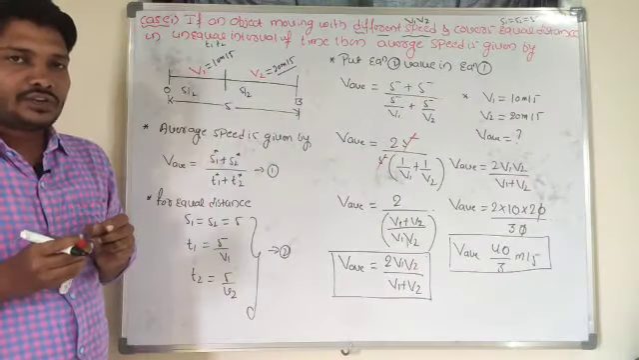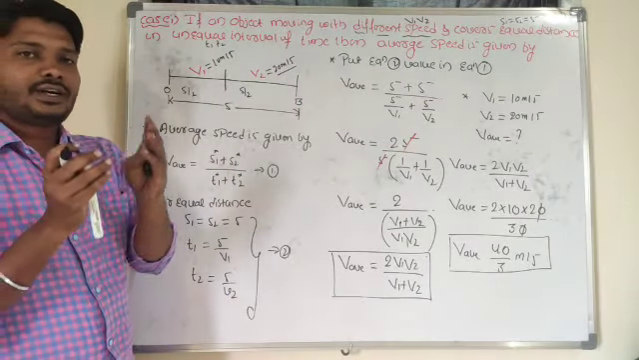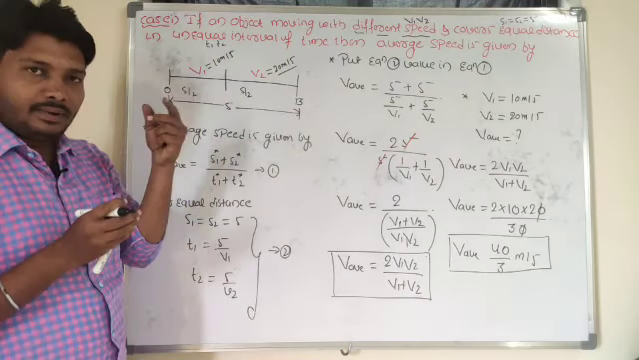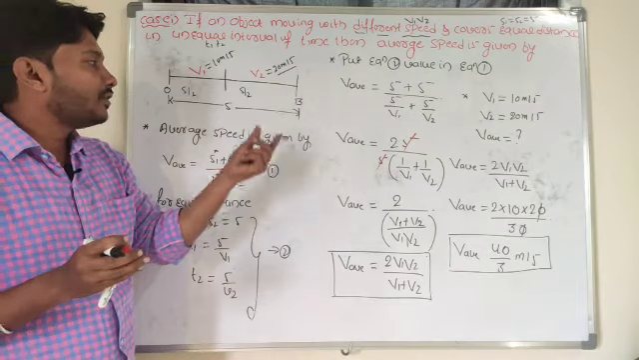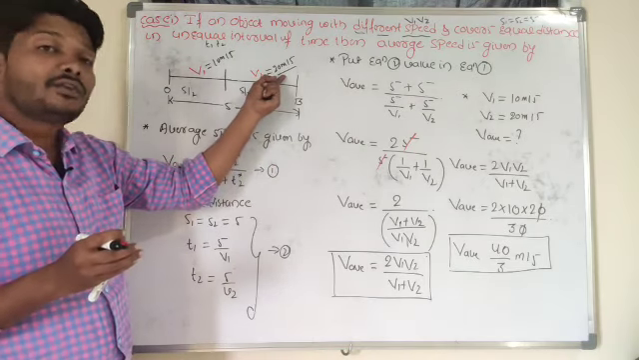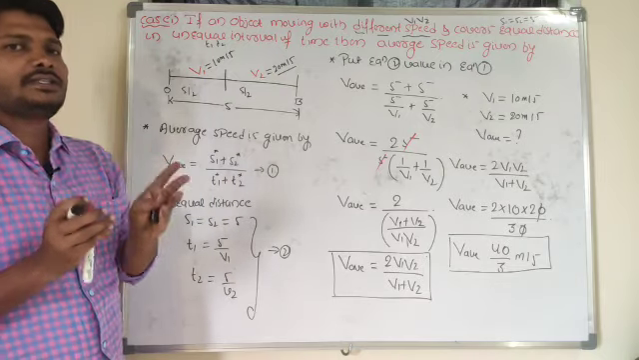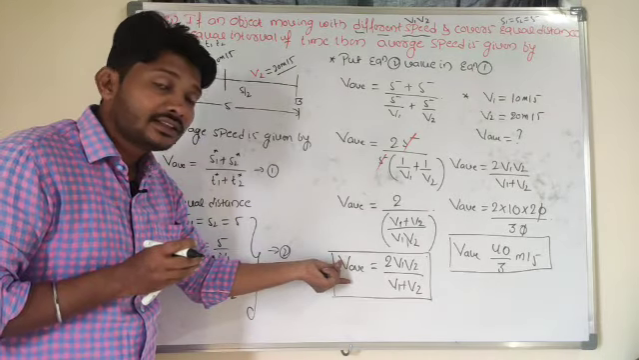So they will give the question like so: if an object covers the first half of the distance moving with the speed of 10 meter per second and the second half of the distance moving with the speed of 20 meter per second, then what is the value of average speed? So this is the question. For this question, this is the formula.